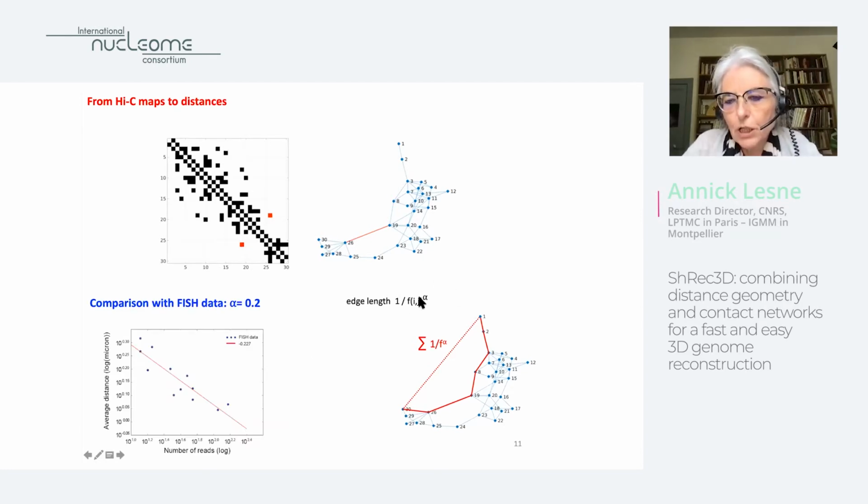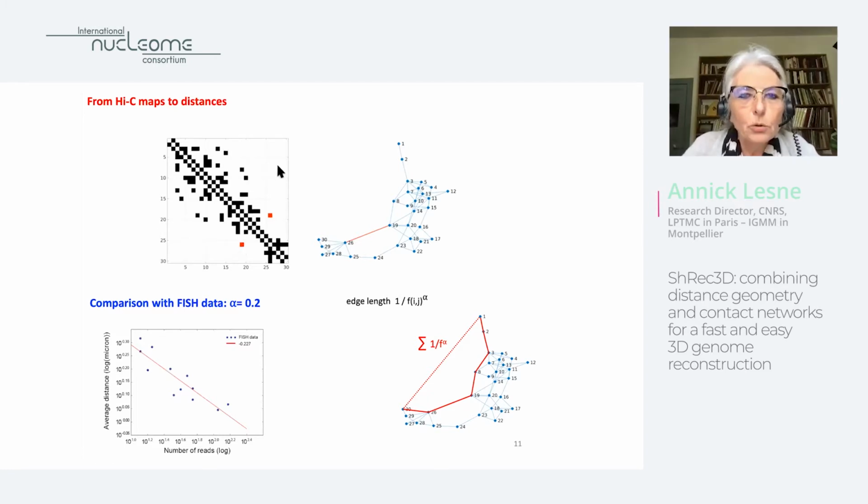This expression involves an exponent alpha. And for instance, there is a comparison with FISH data that gives an exponent of 0.2, but this is only one possibility. I will discuss this point later in this talk.